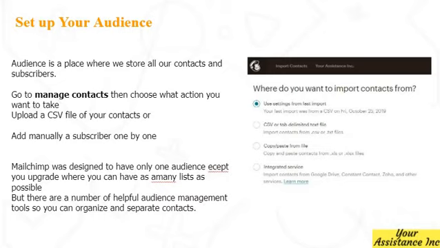Mailchimp was designed to have only one audience, except when you upgrade, where you can have as many lists as possible. So for the free version, you could just have one audience. Yes, I've tried to manipulate my way around it. The other way you could do that is to tag or to segment your audience. That's the only way you can differentiate.